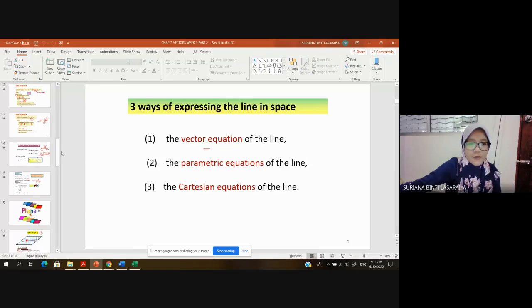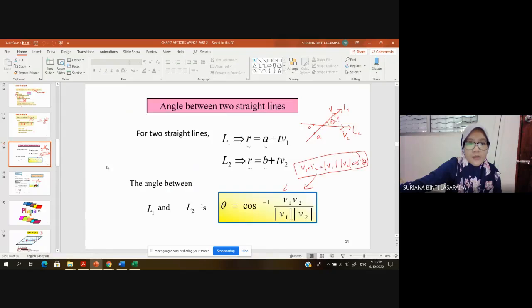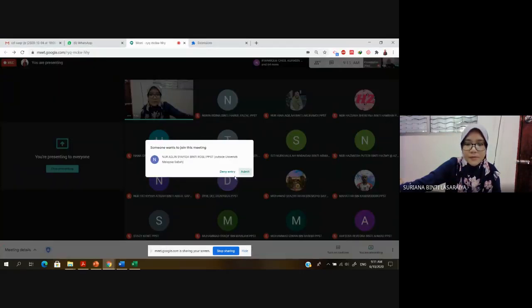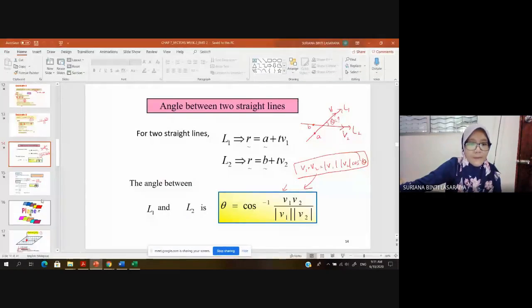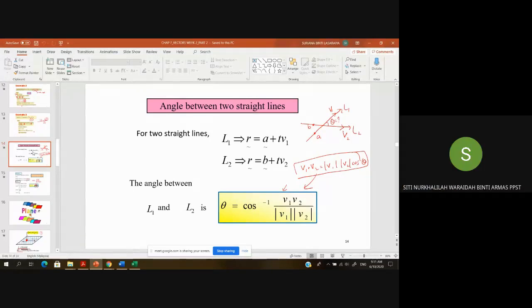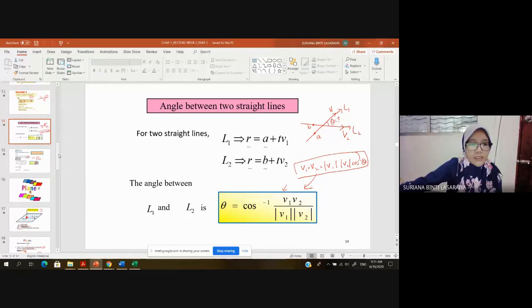Ada masalah dengan subtopik ini, and then after you know how to find vector equation, you learn how to find angle between 2 straight lines. Then you just take out the direction vector V1 and V2 and use the dot product equation from the first subtopic kan? Yang ini finding angle between 2 lines, okay? Do you have any problem? No, Miss. Okay. Alright, ini senang.